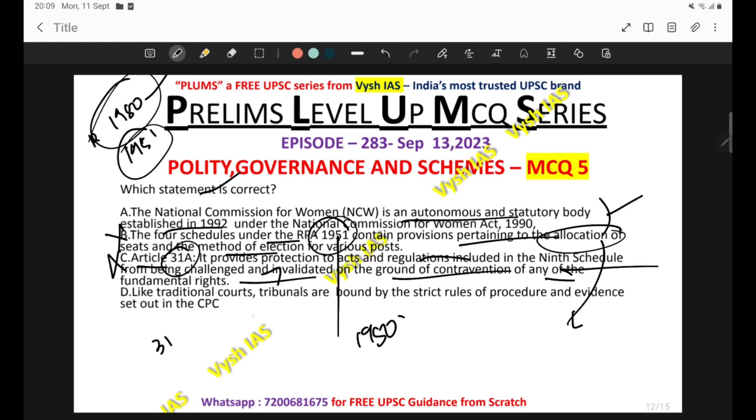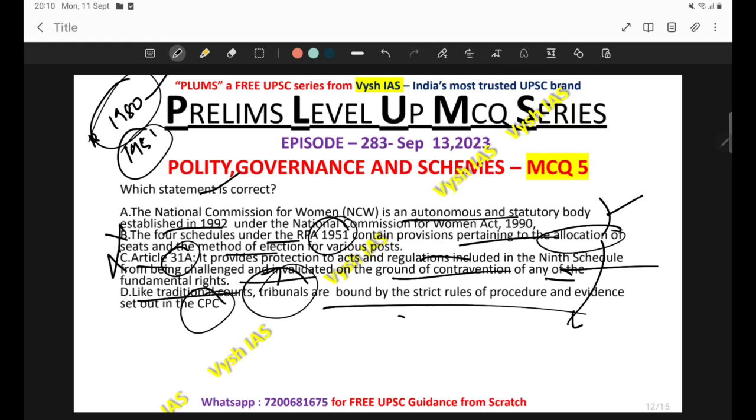Then D. Like traditional courts, tribunals are bound by strict rules of procedure and evidence set out in the CPC. This is an easy statement. Tribunals differ from the courts in this aspect only. Tribunals are meant to give faster justice. In the normal court system, we saw judicial pendency. To tackle that only, tribunals have been set up. So, unlike traditional courts, tribunals are not bound by strict procedure. It's liberal. And tribunals are guided by principles of natural justice. This is also an important point, principles of natural justice. Here it is given like traditional courts. No, it's unlike traditional courts. So this is also incorrect. So the correct answer is A.